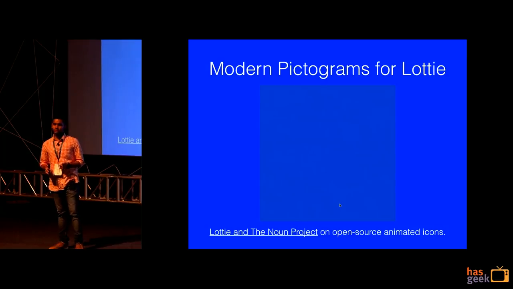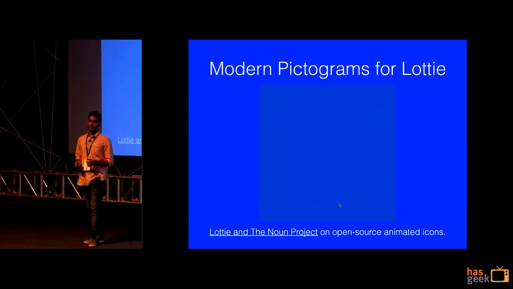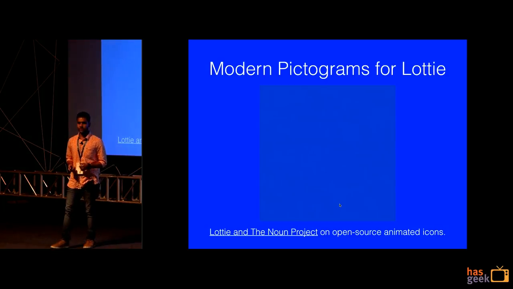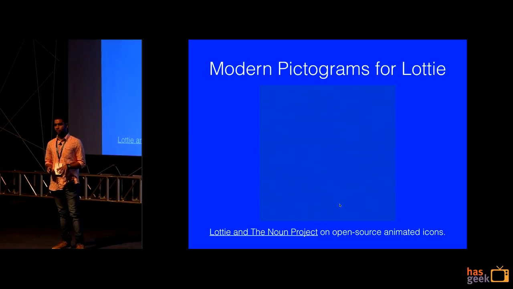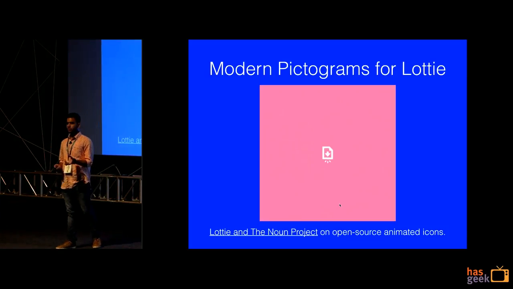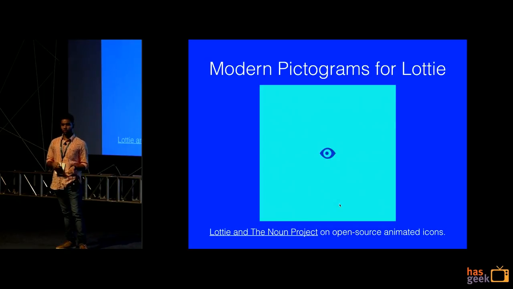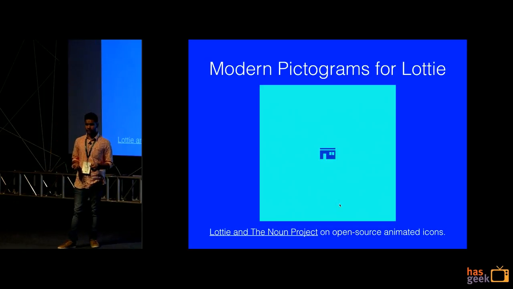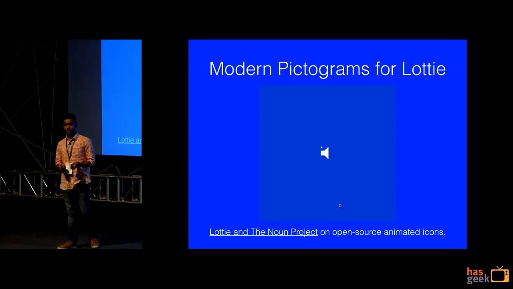Recently, Lottie collaborated with the Noun Project, and they created these modern pictograms, which are little icons which can be used with Lottie. And these are open source. You can check them out from the link.